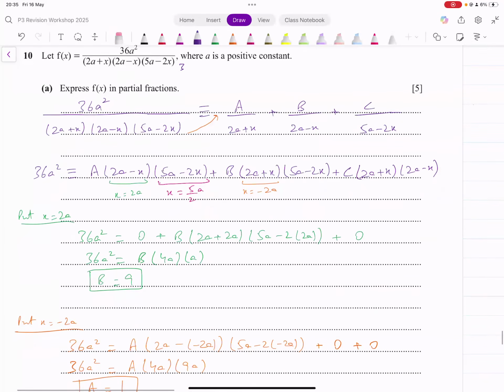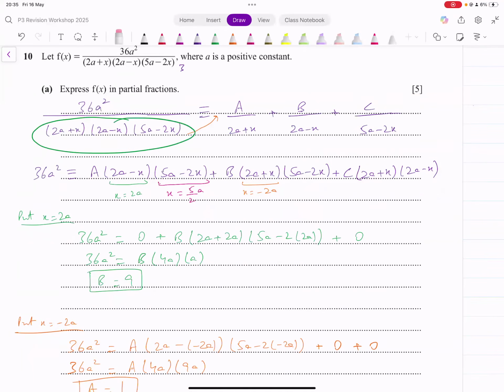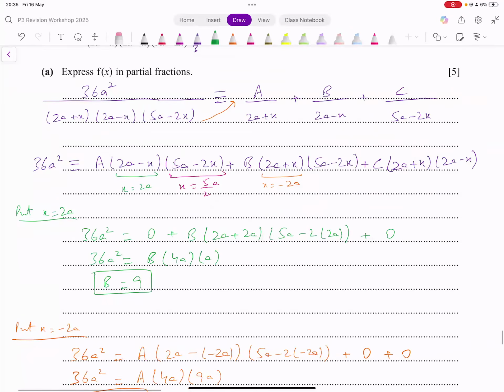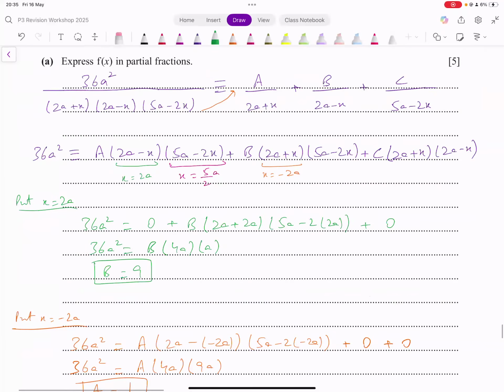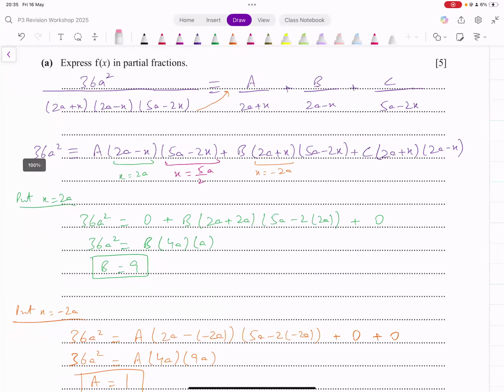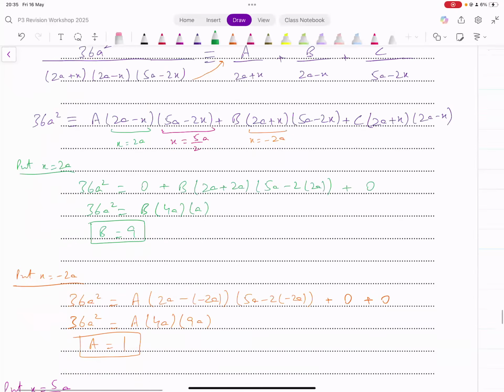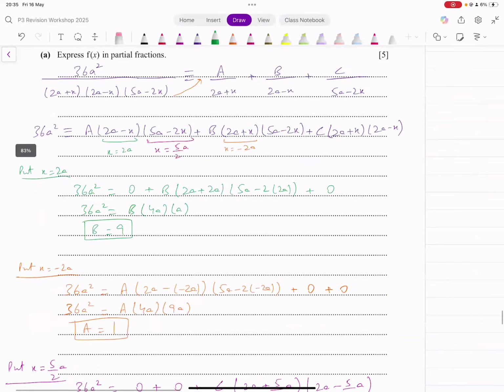Multiply the denominator on the left side to the right side. Then you have to make these brackets 0. So 2a minus x, how can this be equal to 0? x should be equal to 2a. You input x equal to 2a, and that gives you the value for b. And then 5a minus 2x, how can that be 0? You input x equals 5/2 a. That gives you another value. So I've done that here, the value for c.